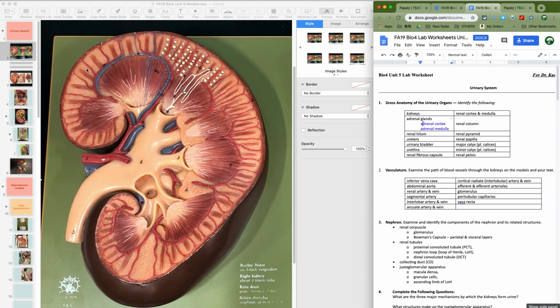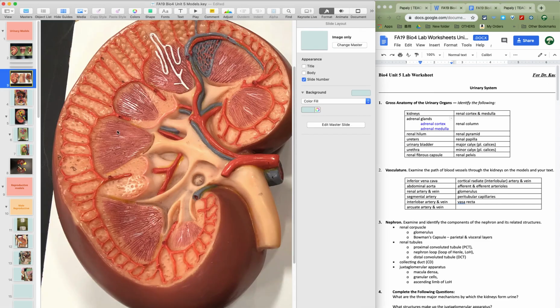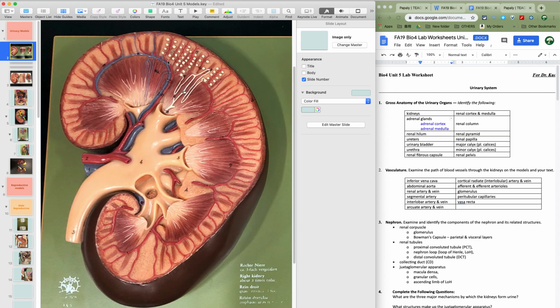Now, this outer region, this is the renal cortex. Inside, this is the renal medulla. Each of these sort of triangular shaped regions, these are the renal pyramids. Between the renal pyramids, that region will be called renal columns. I think the renal columns are more visible in this model. Renal column, renal column. The tip of each pyramid is known as the renal papilla, or the papilla of the pyramid.